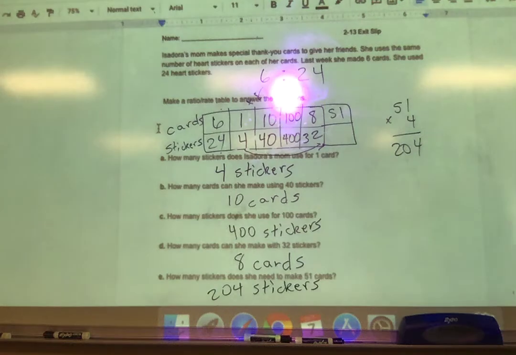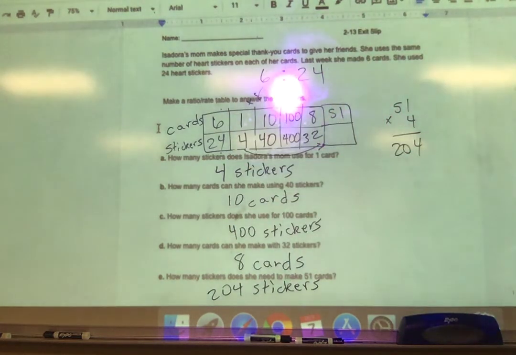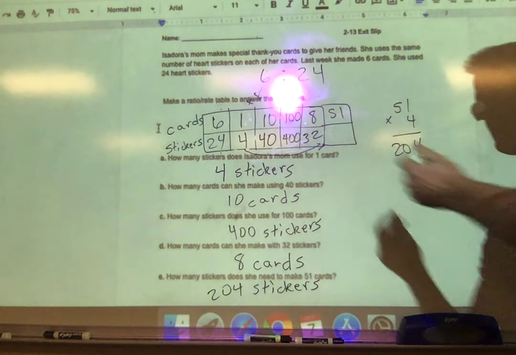to make 51 cards. So again, hopefully you looked at lots of different ways and seeing the relationships from cards to stickers or cards to cards with any of these in here. And usually you can find something that works pretty easily to get this to work out.